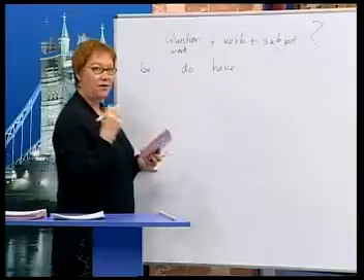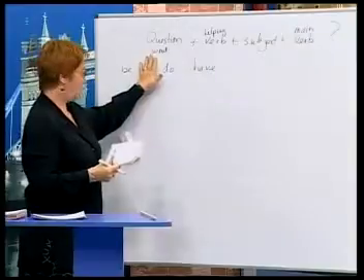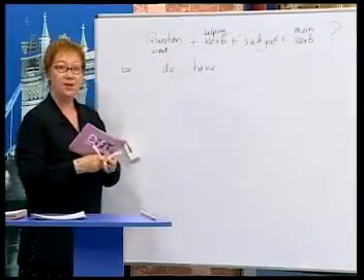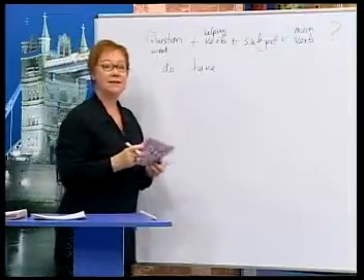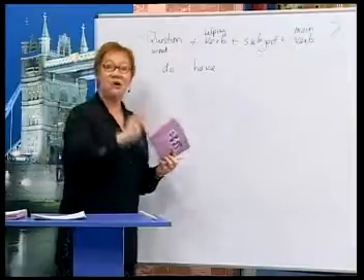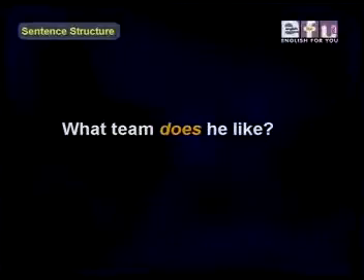Okay, now, again, we could say question word, helping verb, plus subject, plus main verb, let's say. Question word, verb, subject, and verb. Okay? Now, let's look at some examples. I'm going to show you correct and wrong. So you always do them correct. Okay. Now, what team does he like?